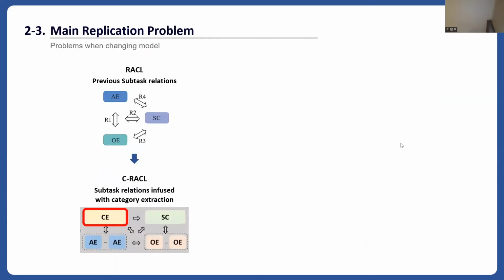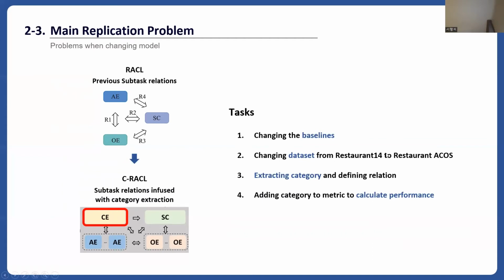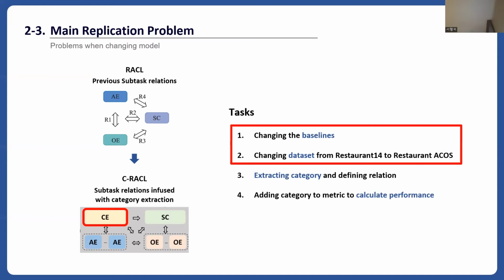Next, we were generating our model CRACL by adding category to the RACL model. There are four main tasks to add category to the existing paper. First, the existing baseline RACL cannot compare the accuracy of the category, so we had to find a new baseline. Second, the dataset was changed to restaurant ACOS, in which the category was added. Third, the category is extracted along with other terms and the relationship with other terms is obtained. Lastly, it should be added to the part where the existing performance is calculated, to check whether the category is well predicted. Among these four tasks, we performed 1 and 2.